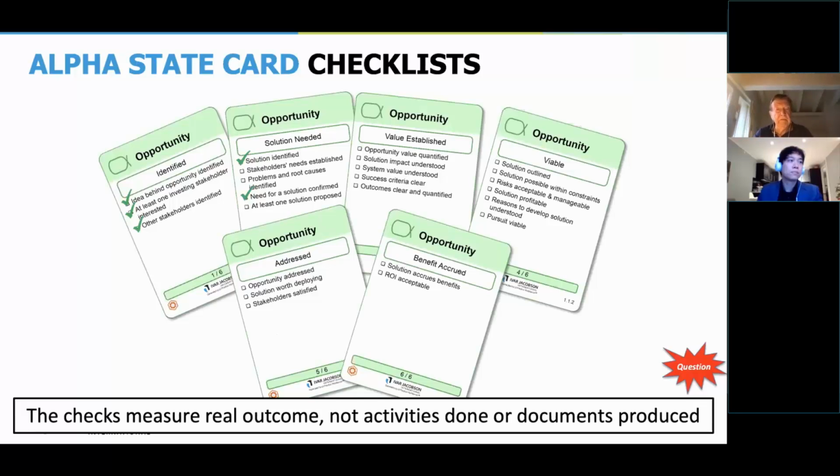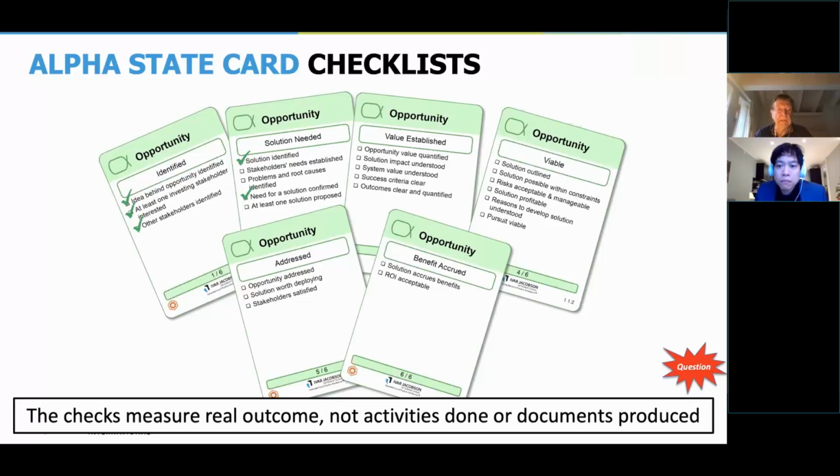Here we have the opportunity alpha. It has states: identified, solution needed, value established, viable, addressed, benefit accrued. So these are 6 states. For every state, there is a checklist. To get into identified, you need to check 3 different boxes. Then to move to solution needed, you have 5 boxes to check, etc. So that's how you progress your work.